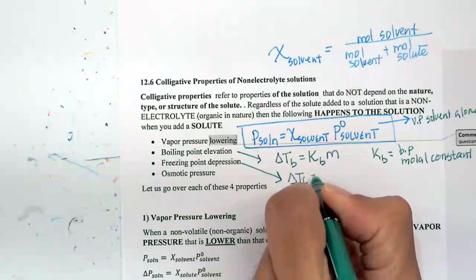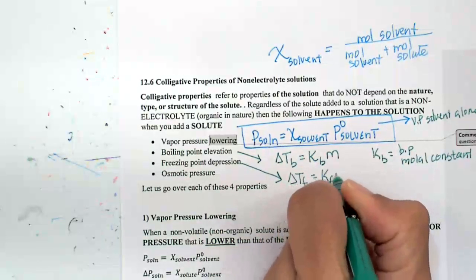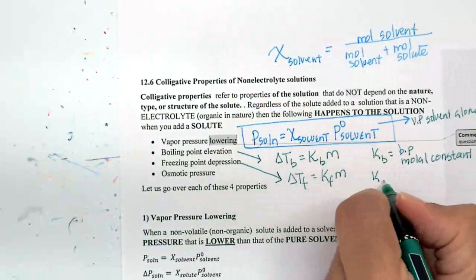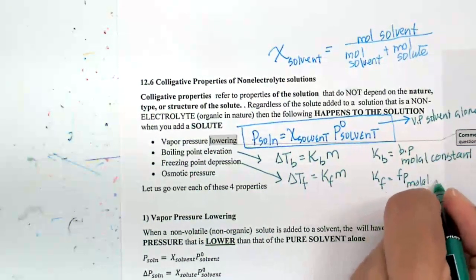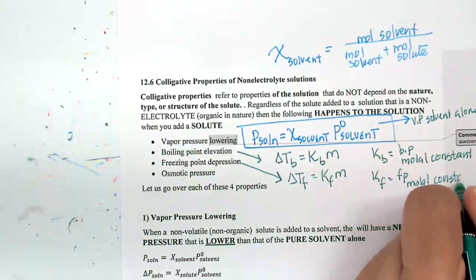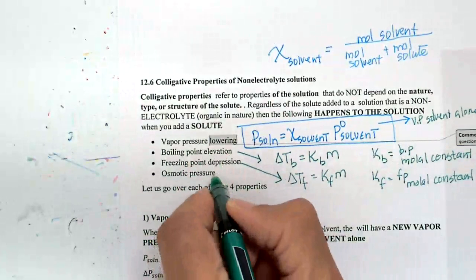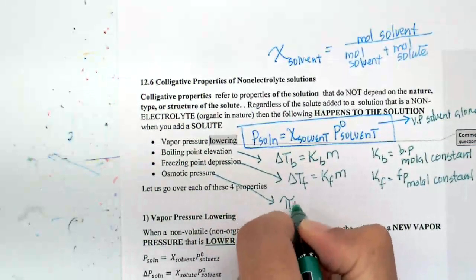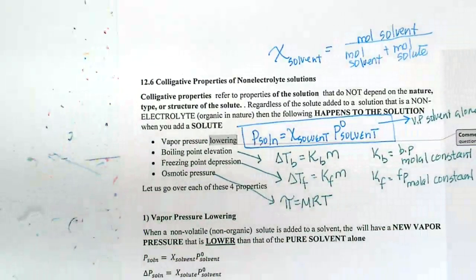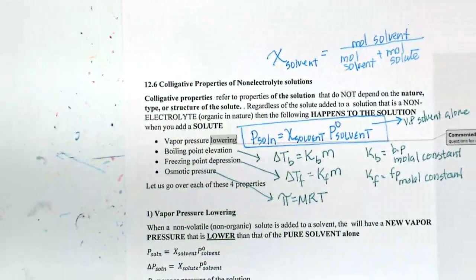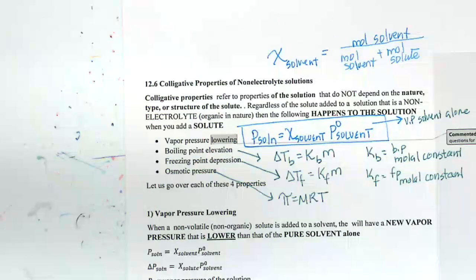It's the same thing for freezing point. The change in freezing temperature is Kf times molality. This is the freezing point molal constant. And osmotic pressure is pi equals molarity times the gas constant R times temperature T. So these are the 4 equations for each of the 4 colligative properties. We'll go over them on Wednesday.